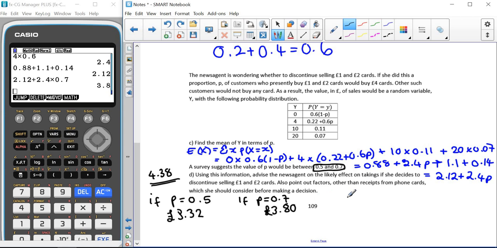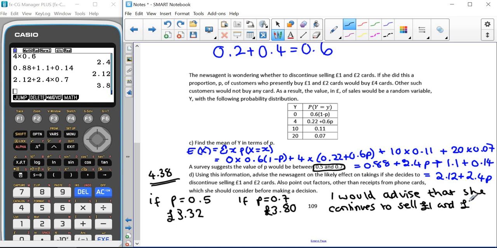So that means that I would advise that she continues to sell £1 and £2 cards, as, I've put she, but I'm not quite sure what the gender of the shopkeeper is, she will earn more money.